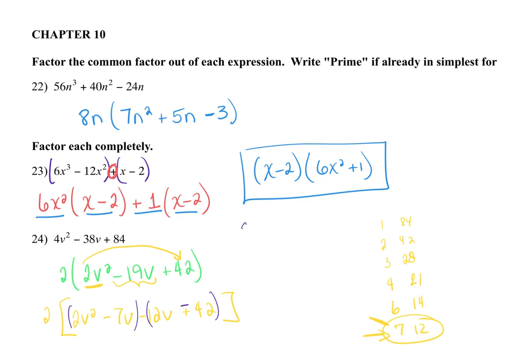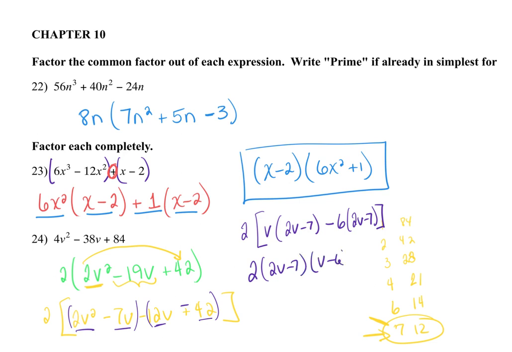So we have 2. And then from the 2v and the 7v, we can take out a v. We're left with 2v minus 7. Don't forget a minus. Between the 12 and the 42, we can take out a 6, and we're left with 2v minus 7, which is how it should be. And then you're just going to finish it. We have a 2, we have a 2v minus 7, and we have a v minus 6. And that is our factoring.